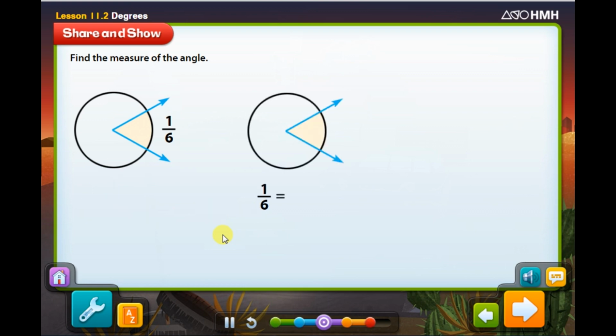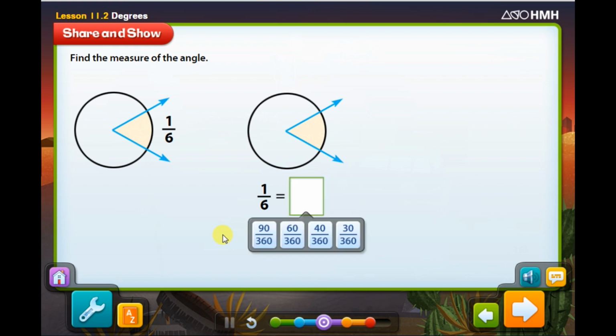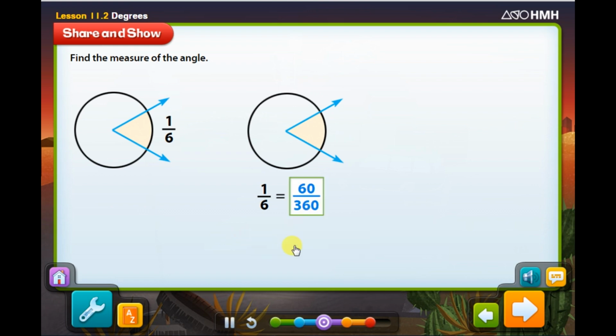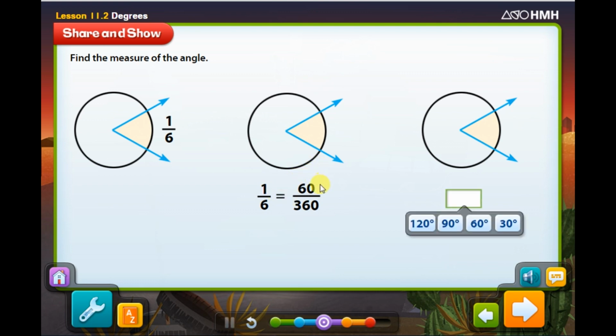What is the equivalent fraction for 1/6 that has 360 as the denominator? It would be 60/360. Excellent. The equivalent fraction for 1/6 is 60/360. What is the measurement in degrees of the angle that turns through 1/6 of a circle? It would be 60 degrees. You're right. An angle that turns through 1/6 of a circle measures 60 degrees.